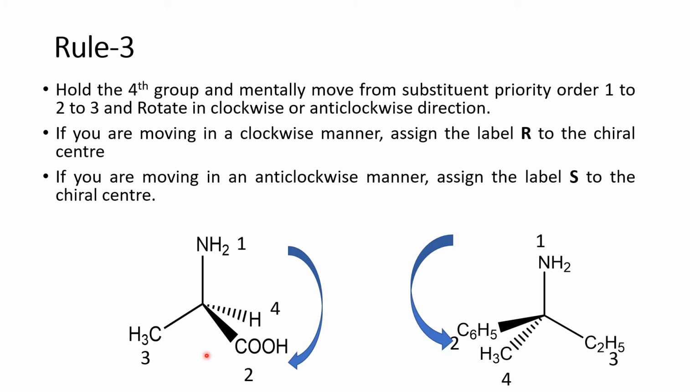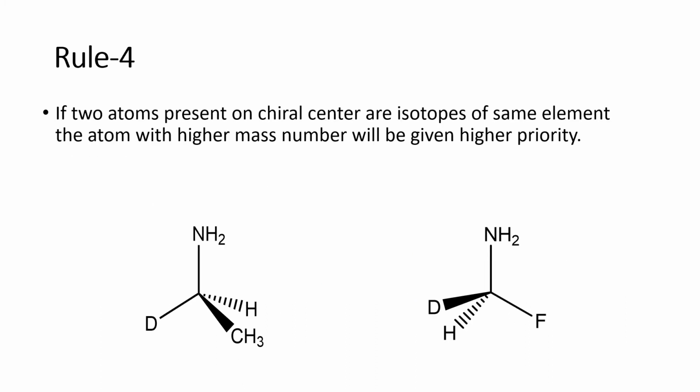If you see this one also, you can give the preference order to the COOH as 2 and CH3 as 3. How can we give this COOH as the second priority? This is the problem with the priority order. So we have to assign some more rules for defining the priority order. For that, rule 4 comes into the position.